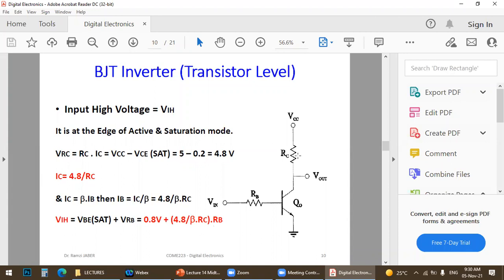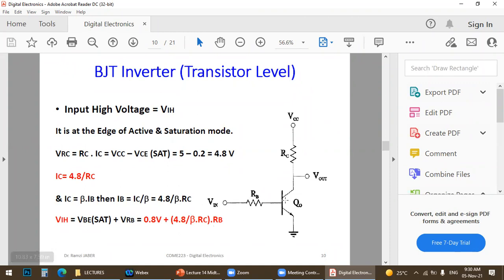Now we use the linear mode equation. IC equals beta IB, then IB equals IC over beta. So IB equals 4.8 over beta RC. And again, we use saturation mode for IB.